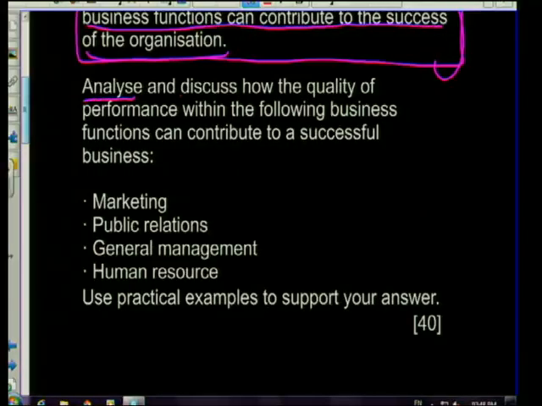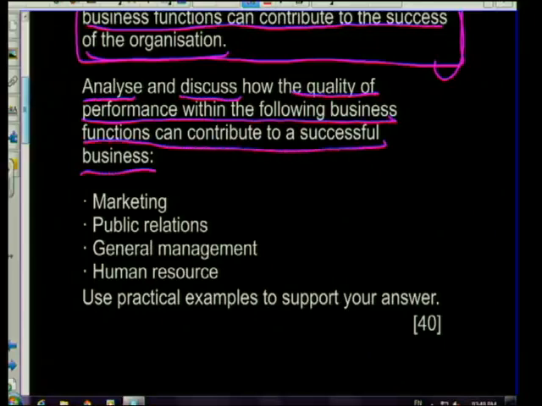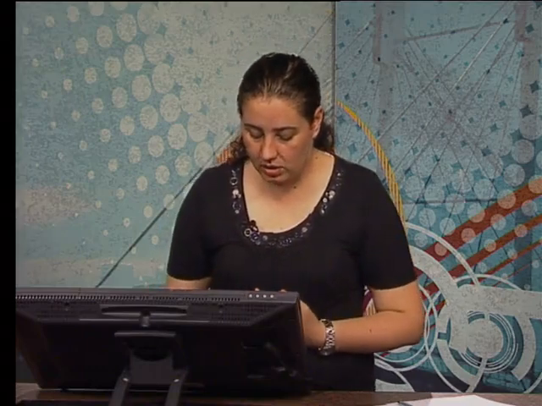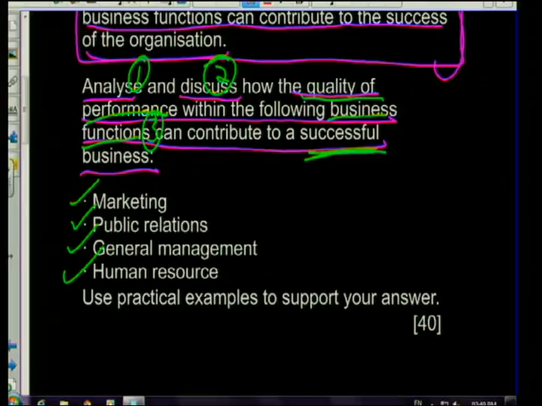Let's have a look at the actual question. Analyze and discuss how the quality of performance within the following business functions can contribute to a successful business. So again, it's a layered question. So let's have a look at what they're asking here. They're asking you to analyze and discuss how the quality of performance within the business functions, so that's sort of the third idea, can contribute to the success of a business. And in this case, they were really nice because, remember, there are 8 business functions. They've given you 1, 2, 3, 4. Okay, so 4 of the business functions.